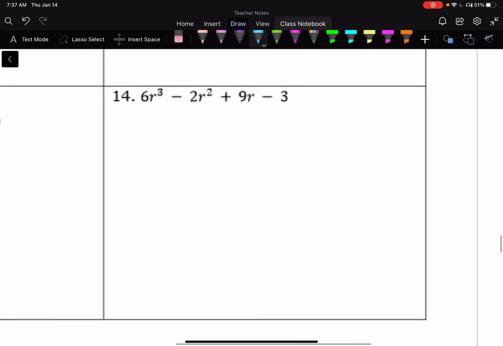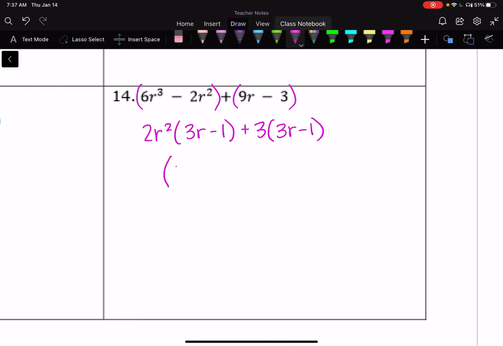Last but not least, number 14, we're going to group and pull out a GCF. That leaves me with 3r minus 1. GCF of my second group is 3, leaving me with 3r minus 1. And my final answer, 3r minus 1, 2r squared plus 3. There you go.